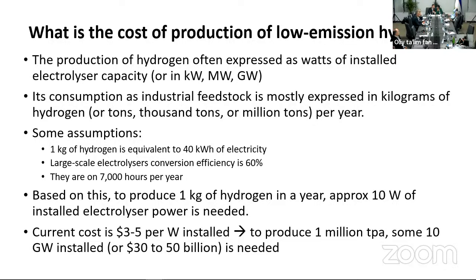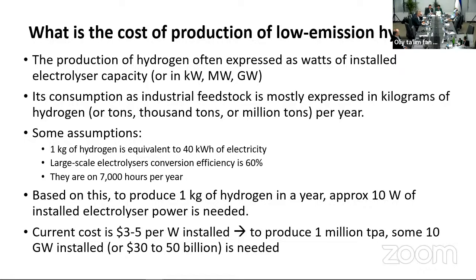Well, actually, it depends on what kind of assumptions you make, how you convert from one to the other. What we know is that 1 kilogram of hydrogen, if burned, the enthalpy of combustion, if you like, is about, in electricity units, 40 kilowatt hours of energy, or 150-something megajoules per kilogram. Now, say the electrolyzer conversion efficiency is 60%, which means that of 100% of electricity fed into the electrolyzer, 60% of it goes towards hydrogen production.